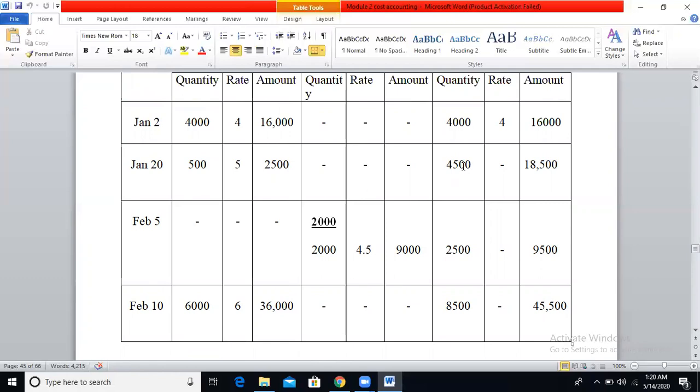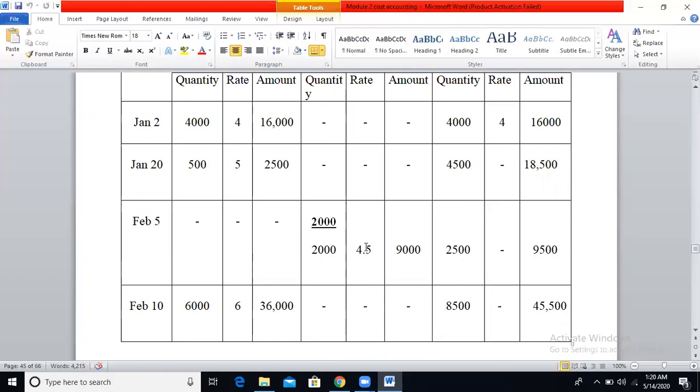See how you will get 4500 units. This 4500 units consist of 500 units at rupees 5 and 4000 units at the rate of 4. So if you consider these 4500 units, you have to add these two. In order to calculate the issue price for 2000 units, you have to consider these two. So you have to take the average price of these two prices, that is 4 plus 5, and how many prices are there? 2. So 4 plus 5 divided by 2, you will get 4.5.